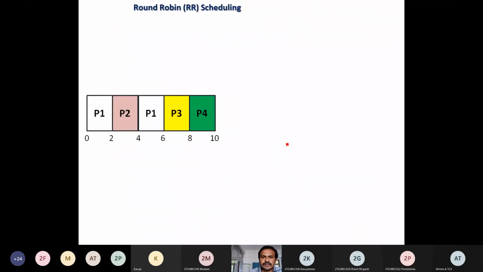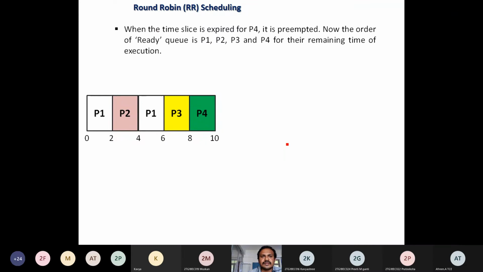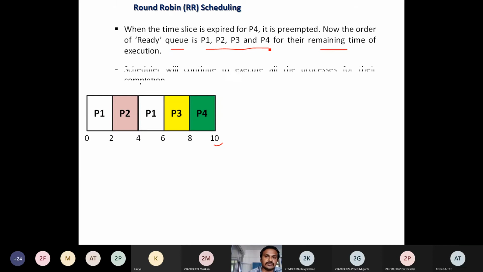After that, what is going to happen? When the time slice is expired for P4, it is preempted. Now the order of the ready queue is P1, P2, P3, and P4 for their remaining time of execution. After the 10th millisecond, the order for these executions is P1, P2, P3, P4 with the predefined 2 millisecond time slice. So the scheduler will continue to execute all processes to completion.